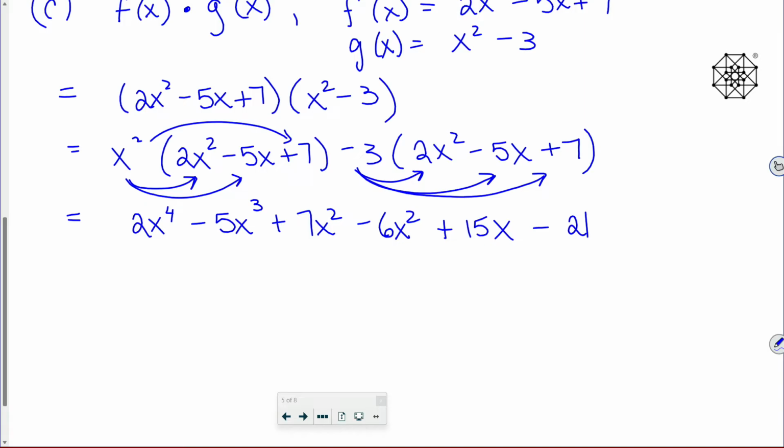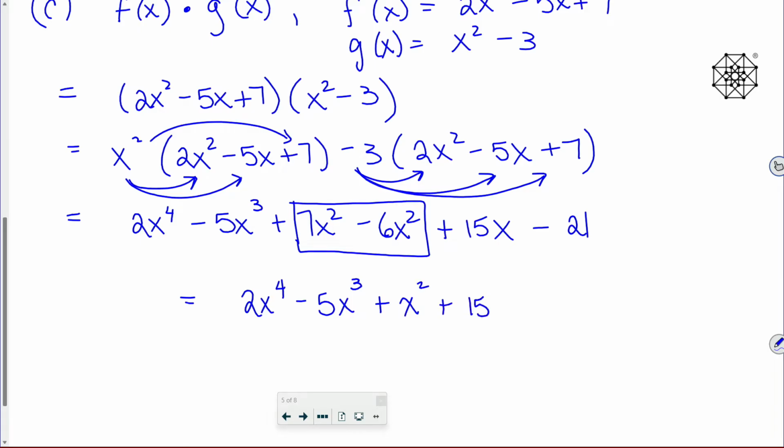Now typically we would have a ton of different stuff to combine here, but in this particular case the only two terms that combine are the 7x squared minus 6x squared. The 2x to the 4th doesn't combine because there's no other x to the 4ths. Nothing combines with the -5x to the 3rd. 7x squared minus 6x squared is 1x squared, but I'll just write it as x squared. And then nothing combines with the 15x, nor the constant term of -21.